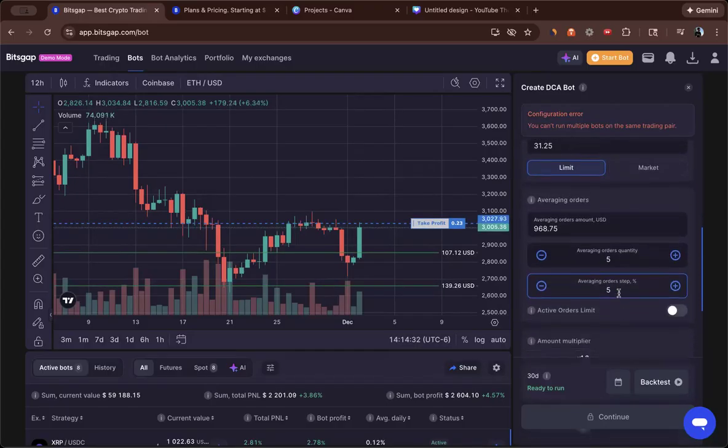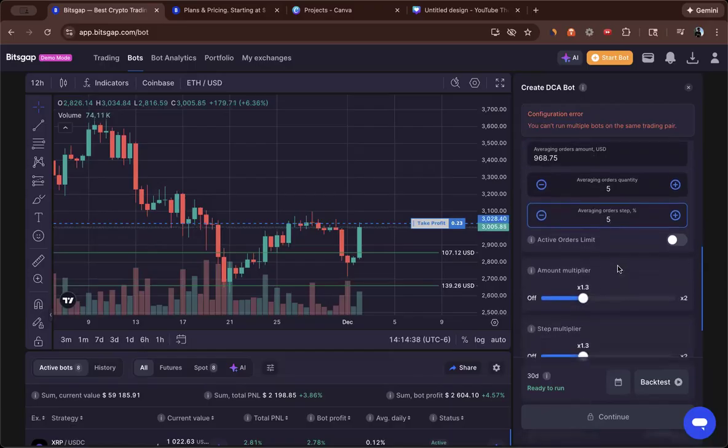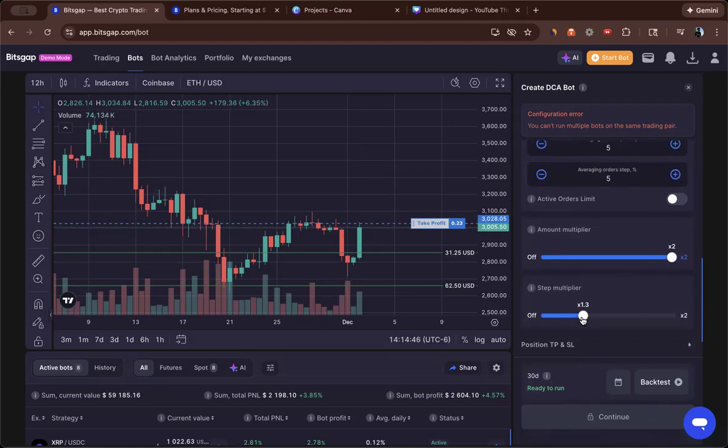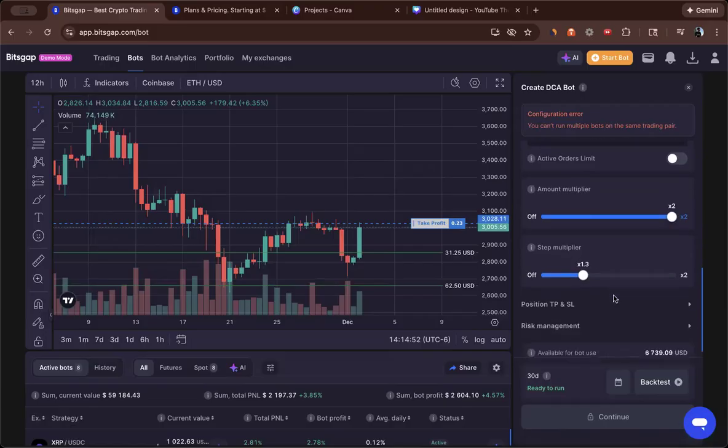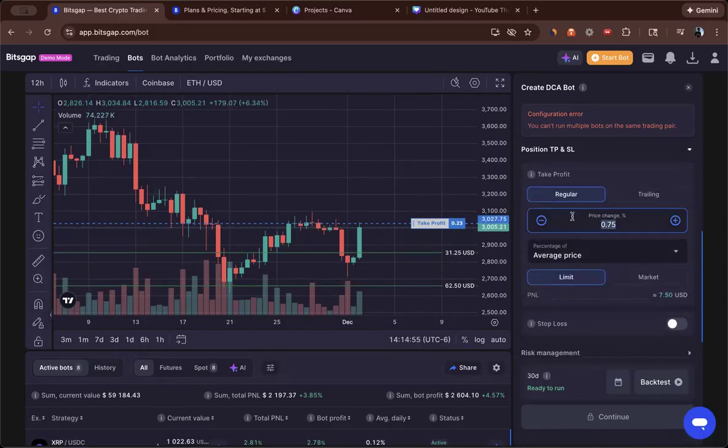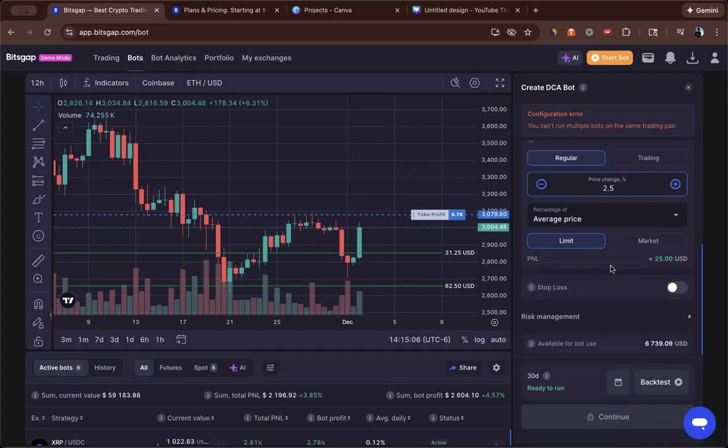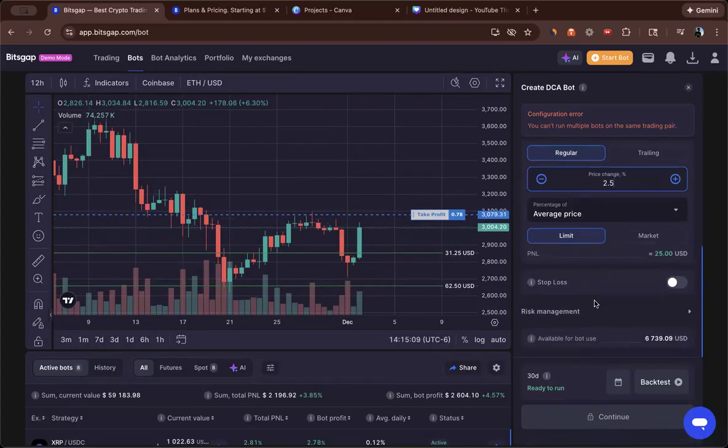So we've got this defaults at 5, the averaging orders quantity. Averaging order step percent, we'll keep that at 5. We will take our amount multiplier and jam that up to x2. And then let's leave this here just for shits and giggles at 1.3, which it wants to default at. So let's see what we can get with this. I think yesterday we had a little bit better luck with 2.5. So let's try that instead of the 4 that we typically start with and go from there.